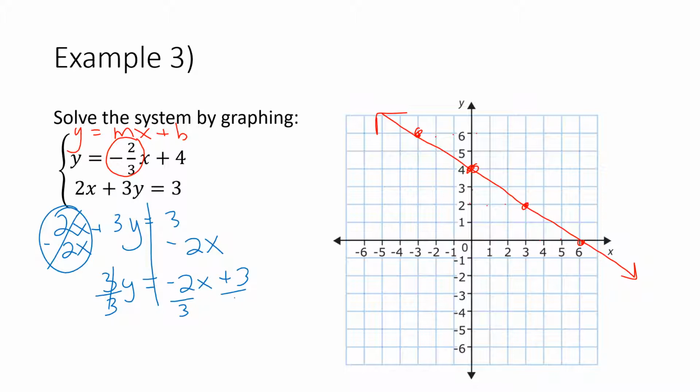If you divide one thing by 3, you've got to divide all of it by 3. So we have -2/3 x, and 3 divided by 3 will be plus 1. All right, now our equation is in y equals mx plus b format, and we can graph our second line.